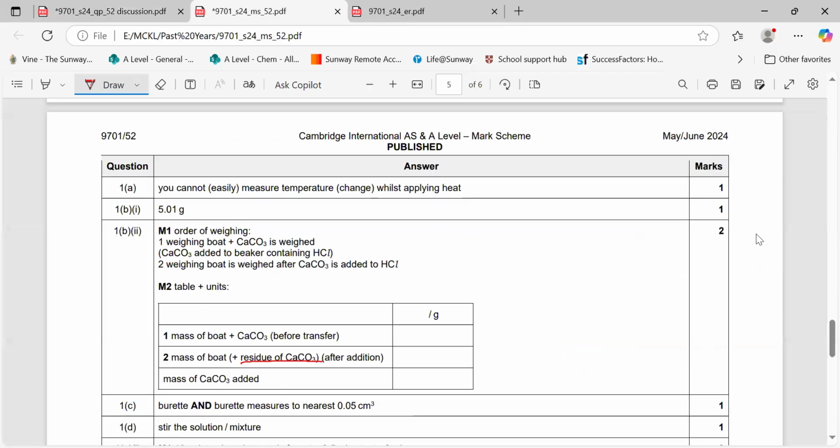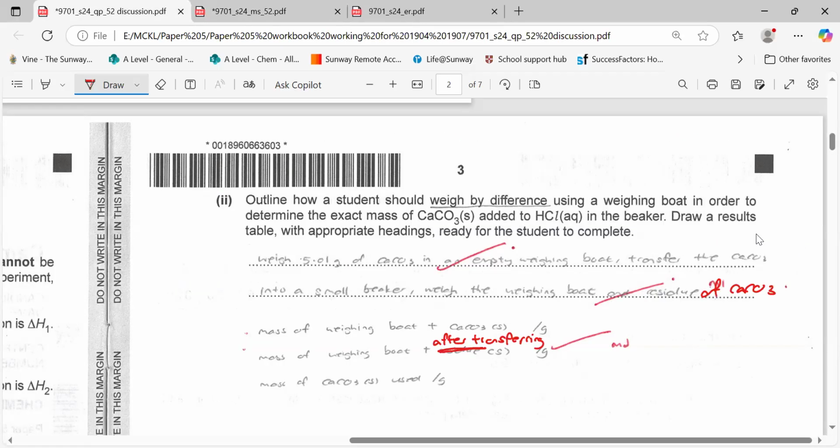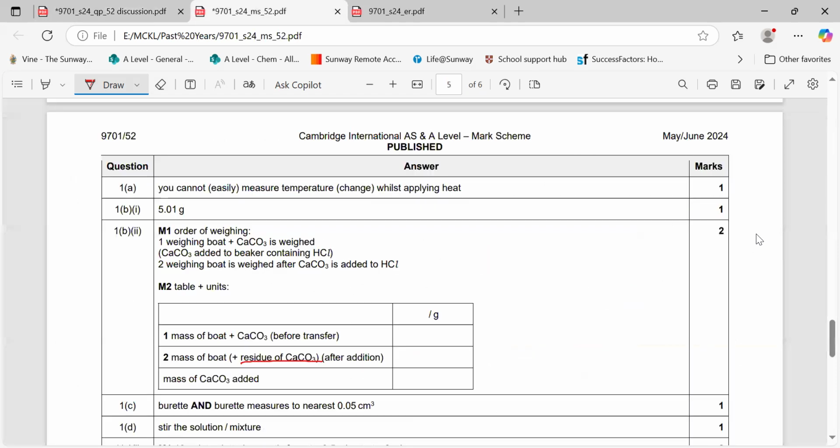Number one, weighing boat plus calcium carbonate is weighed. Okay. Then after that, number two, weighing boat is weighed after calcium carbonate is added to HCl. I think basically, right, they just want you to write the order. Can you see the order of weighing? All right. This is the title headings with units. The first mark is the order.